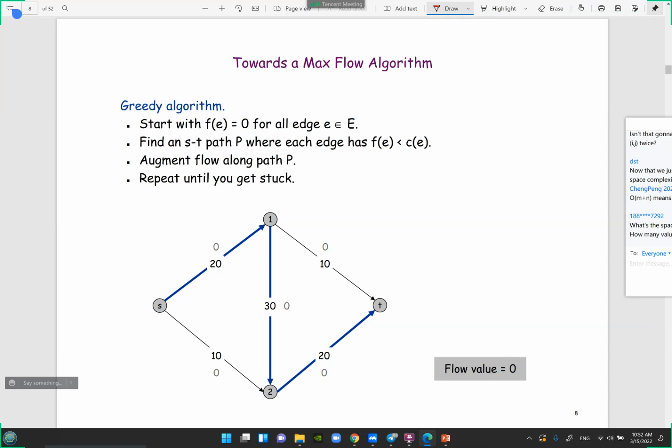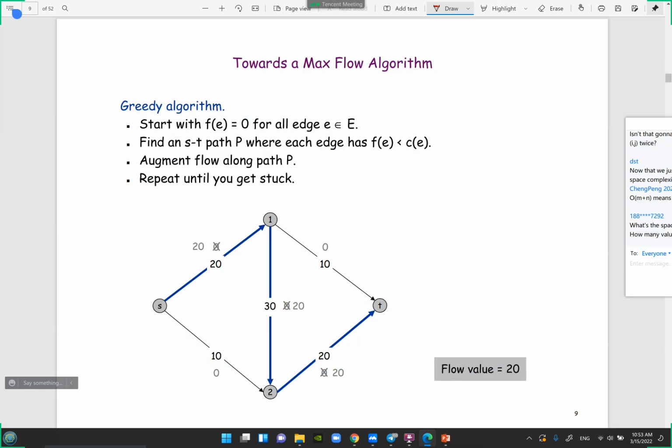Now we're going to look at how to develop a max flow algorithm. The simplest algorithm would be some sort of greedy algorithm. For example, suppose you have a graph like this, and you're just trying to send flow from S to T. A greedy algorithm would say that I'm going to look at all of the outgoing edges from S, and whichever edge has the largest capacity, in this case the 20 edge, I'm going to send as much flow on that edge as possible.